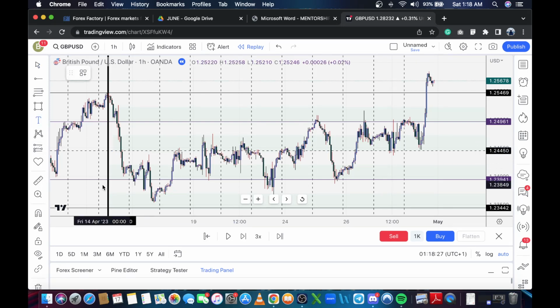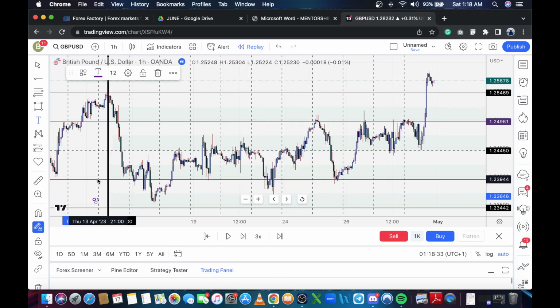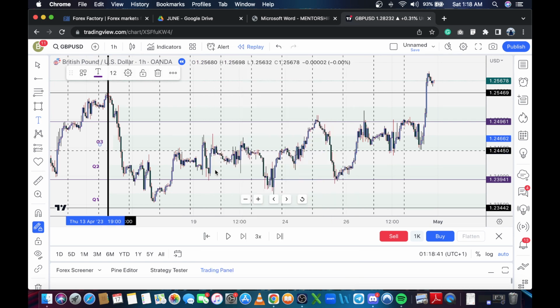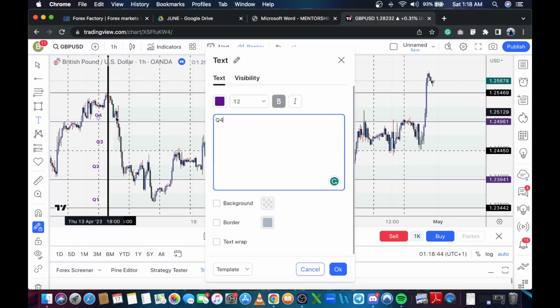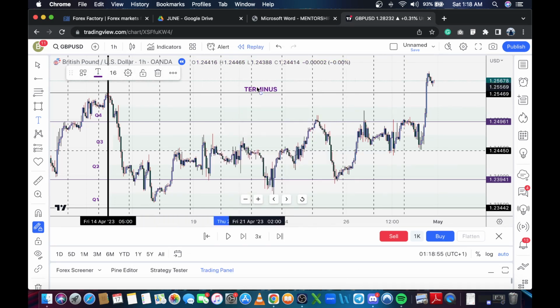So let's define each quarter so it makes sense. Alright, so this is quarter one, which we're going to call Q1. This is quarter two, which we're going to call Q2. This is quarter three, which we're going to call Q3. And obviously we have quarter four, which we're going to call Q4. And this is terminals of our range. Alright, so let's make this a little bit larger. So that's price terminals of our range, essentially where our target objective is. And this is for quarter three, for quarter four, for quarter two, and then for quarter one.